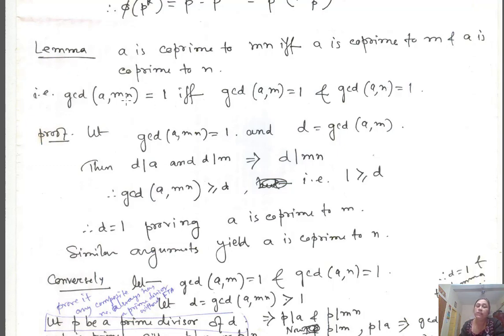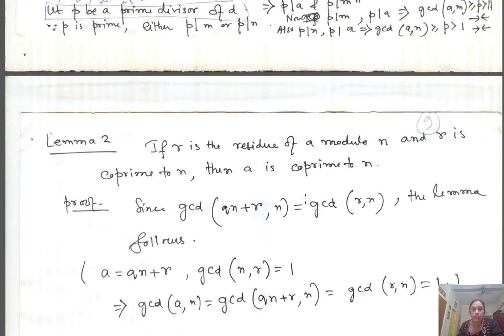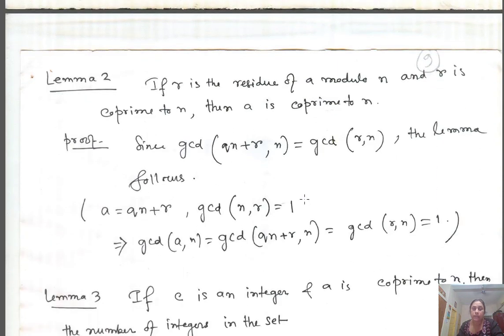Okay, so given GCD of A, mn equal to 1, prove that GCD of A, m is 1, also GCD of A, n is 1. And the converse also. So try to do it by yourselves. Next lemma is: if R is the residue of A modulo n and R is co-prime to n, then A is co-prime to n.